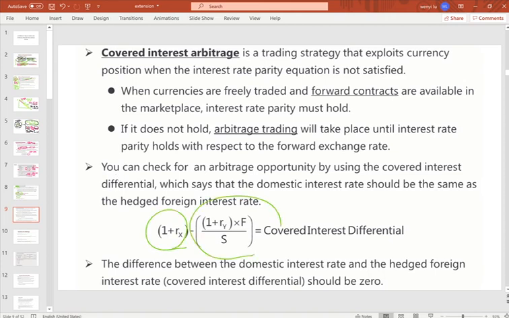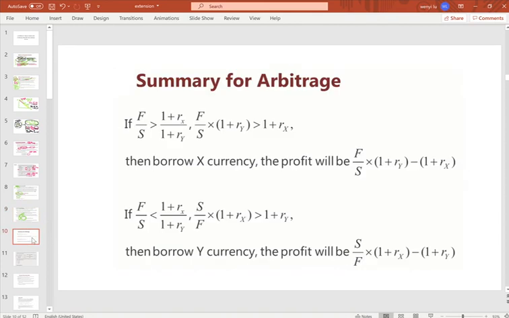How can we determine the potential gains if you take these arbitrage opportunities? We can take a difference between the two countries, one in our domestic country and one in the foreign country, and check the difference. If the difference is not equal to 0, it means you have opportunities to get an arbitrage profit. So let me show you how to use this.